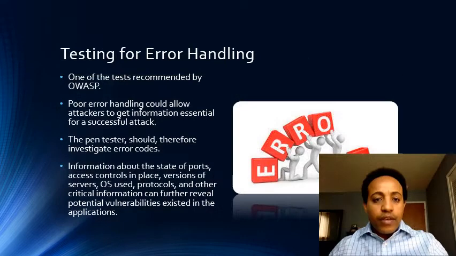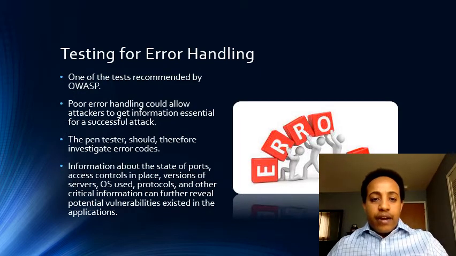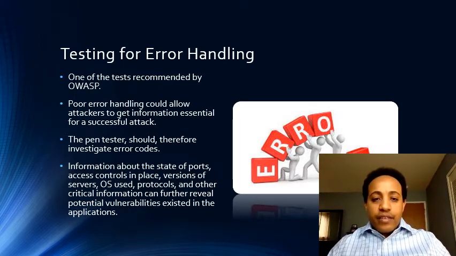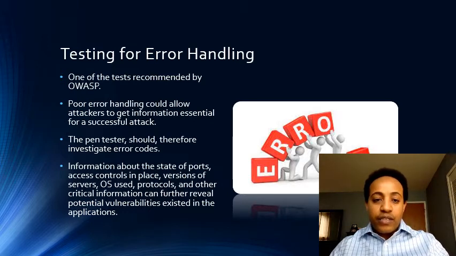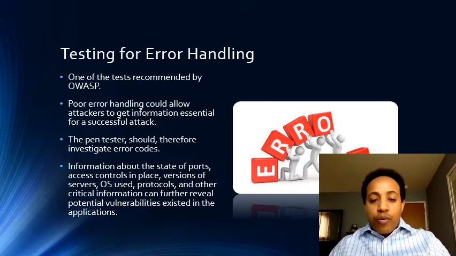Testing for error handling. This is one of the tests recommended by OWASP. Poor error handling could allow attackers to get information essential for a successful attack. The pen tester should therefore investigate error codes, information about the state of ports, access controls in place, versions of servers, operating systems used, protocols, and other critical information that can further reveal potential vulnerabilities existing in the applications.